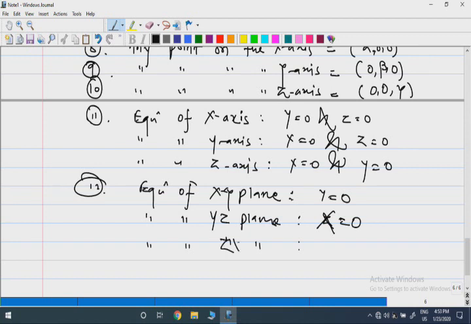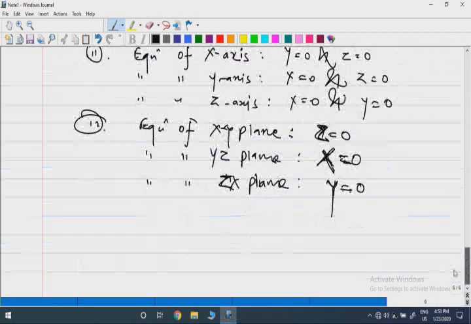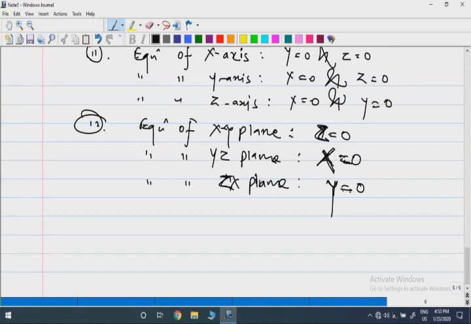The zx plane. That will be y equals 0. So z equals 0 is the xy plane, x equals 0 is the yz plane, and y equals 0 is the zx plane. Clear, everyone? These are very, very important points. Please remember these. You can get some 1 or 2 marks questions on these basic points.